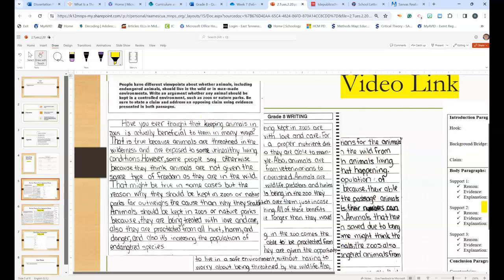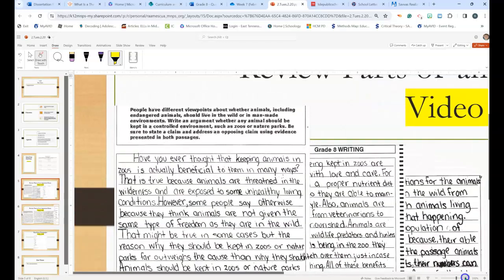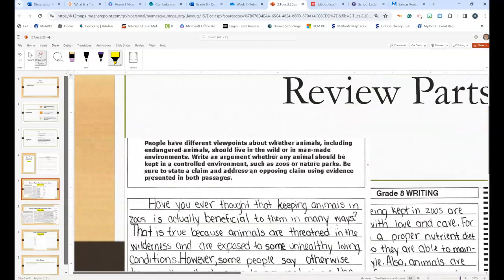So let's take a look at what this eighth grader was told to write about. They were given two texts about zoos, and we won't read the text here, that's not the point. This is what they were asked to do. People have different viewpoints about whether animals, including endangered animals, should live in the wild or in man-made environments. Write an argument whether any animal should be kept in a controlled environment, such as zoos or nature parks. Be sure to state a claim and address an opposing claim using evidence presented from both passages.